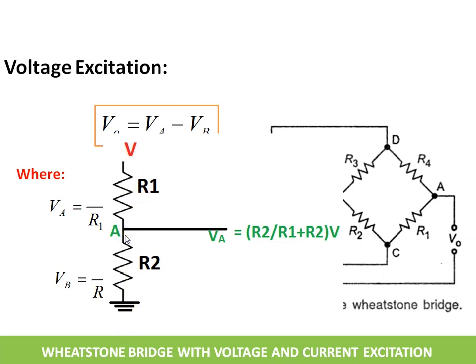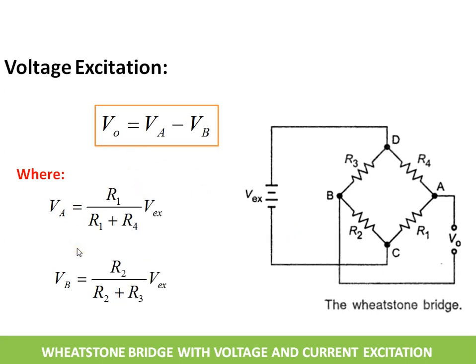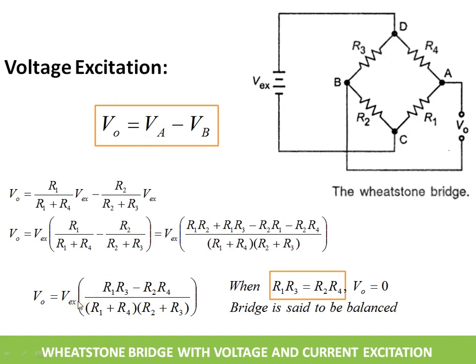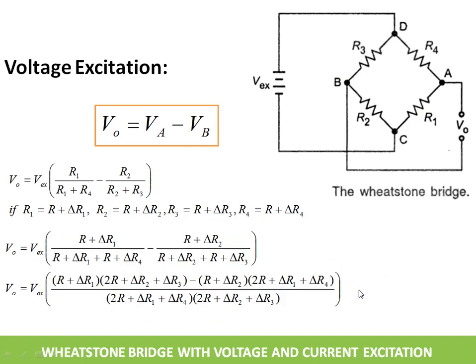If you want to calculate the voltage at node A, it is given by VA equal to R2 by total resistance R1 plus R2 into V. The same is applied for calculating VB, and VA and VB need to be put in this equation. We will get the derivation for V0. So whenever the R1 R3 product equals the R2 R4 product, so opposite arms' products are equal, then the bridge is said to be balanced, and in that case the voltage output equals 0.